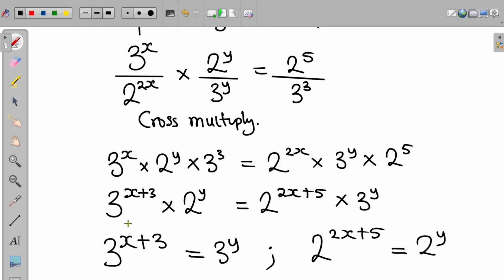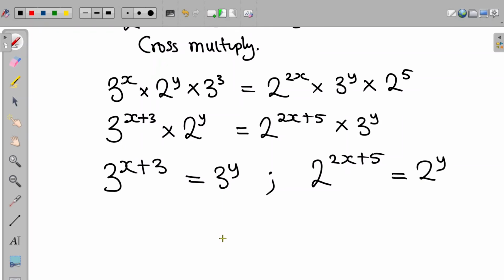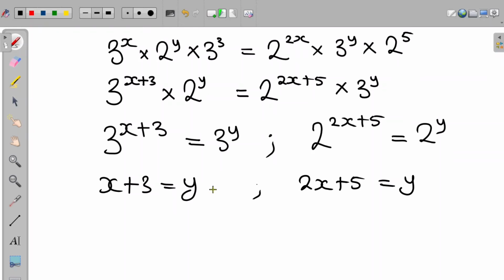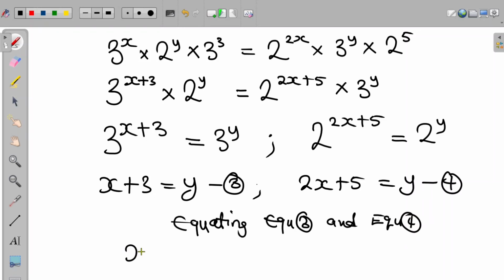So what we did was that we equated terms with the same base. At this point, since their bases are the same, we have that x plus 3 is equal to y, and also 2x plus 5 is equal to y. So let's call this equation 3 and this equation 4. Now equating equation 3 and 4, this becomes x plus 3 is equal to 2x plus 5.